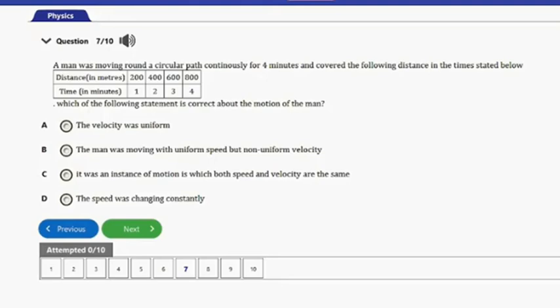So in that case, it is not a uniform velocity. However, due to an equal increase in the distance covered in equal time intervals, that's a uniform speed. So option B is the answer to this question. The man was moving with uniform speed but non-uniform velocity. So let's go ahead and consider the next question, guys.